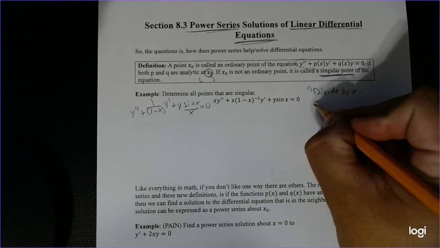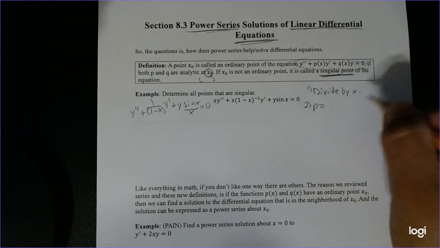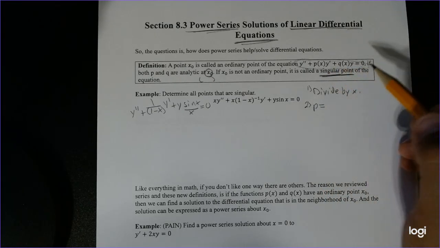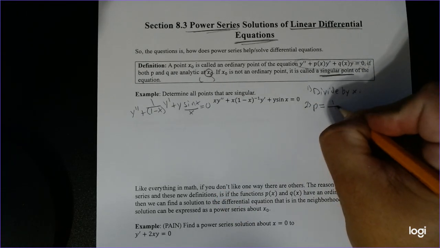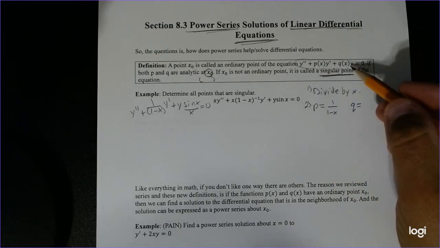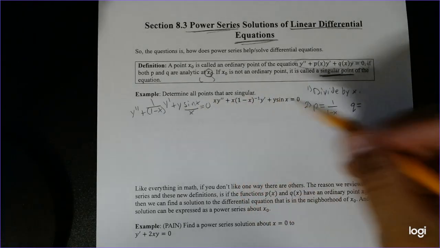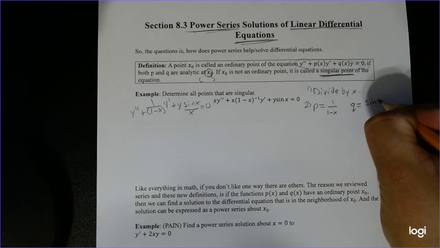So we have step 2 now, which is just identifying our p and q. Our p in this case is always next to the y prime, which is 1 over 1 minus x. And then q is the one with no derivatives next to it, so it's just the simple y. So it's just sine x over x.